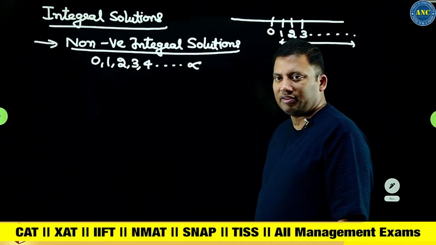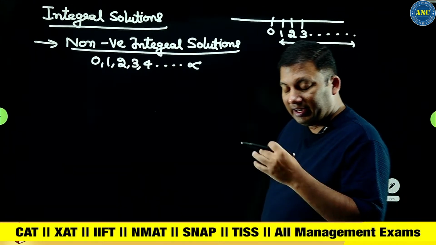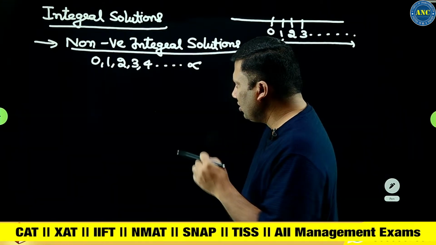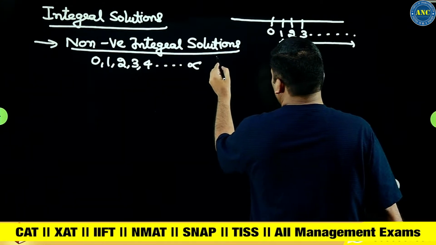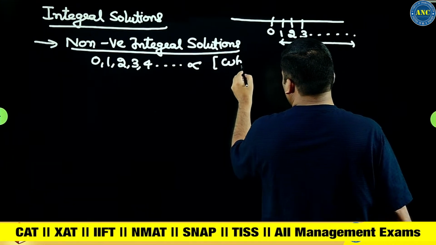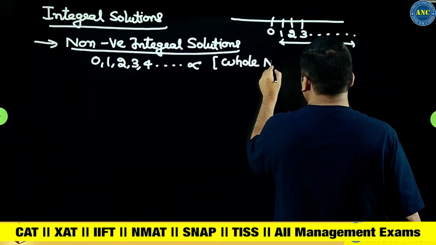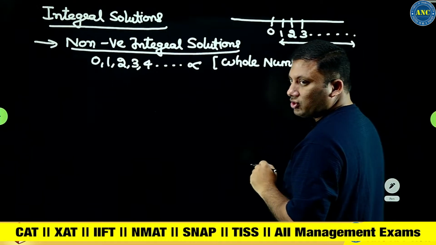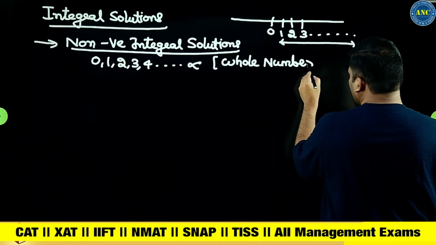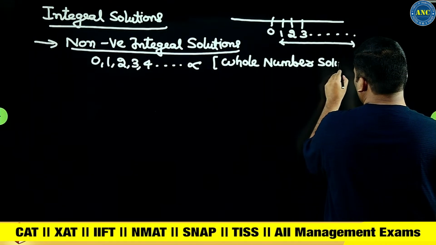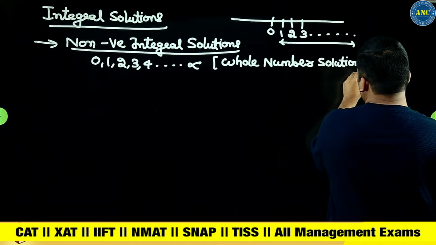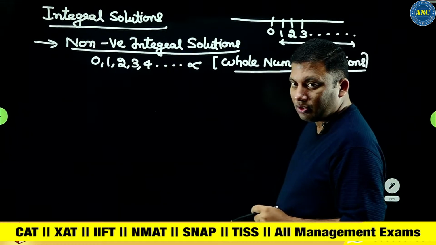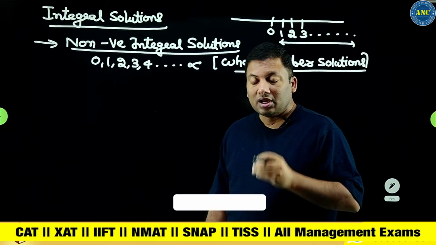0, 1, 2, 3, 4 and so on up to infinite. Integers are negative integers, 0 and positive integers. Another synonym for non-negative integers is whole number solutions. Whole numbers are 0 and natural numbers. If he is asking whole number solutions or non-negative integral solutions, both are synonyms.